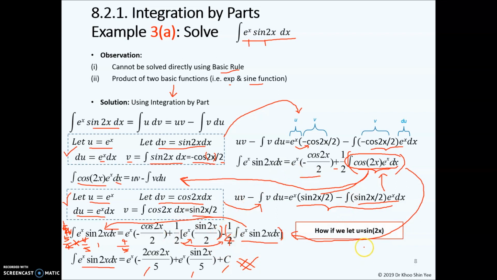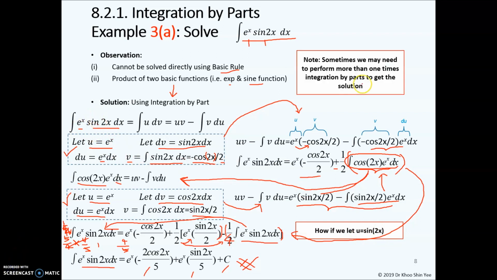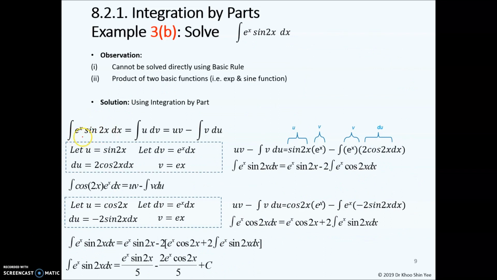So in this case, what if we let u equal to sine 2x? So instead of having u equal to e^x here, we let u equal to sine 2x, right? So this is an important remark for you to remember. Let's continue. For the same problem, we let u equal to sine 2x, then your dv will be equal to e^x dx. There's a typo here. Okay, we have corrected the typo.